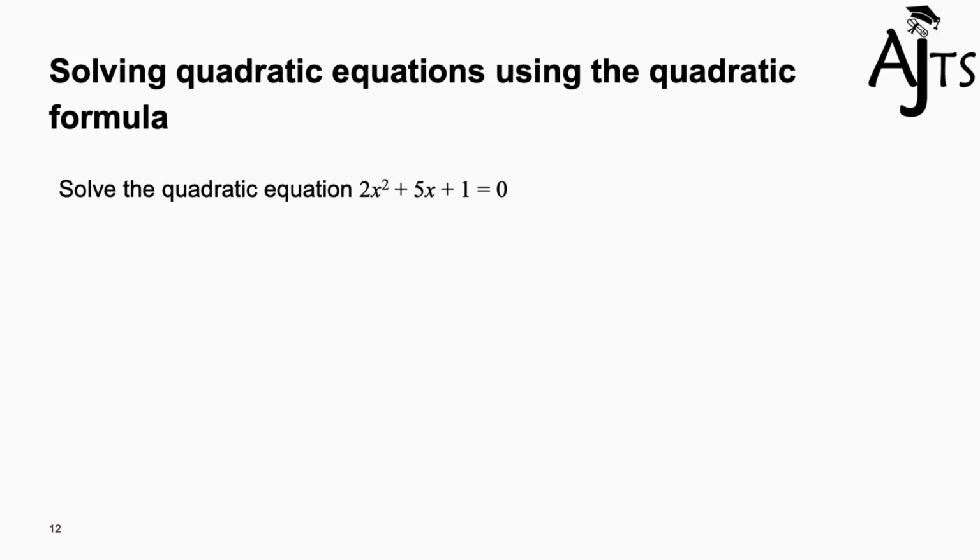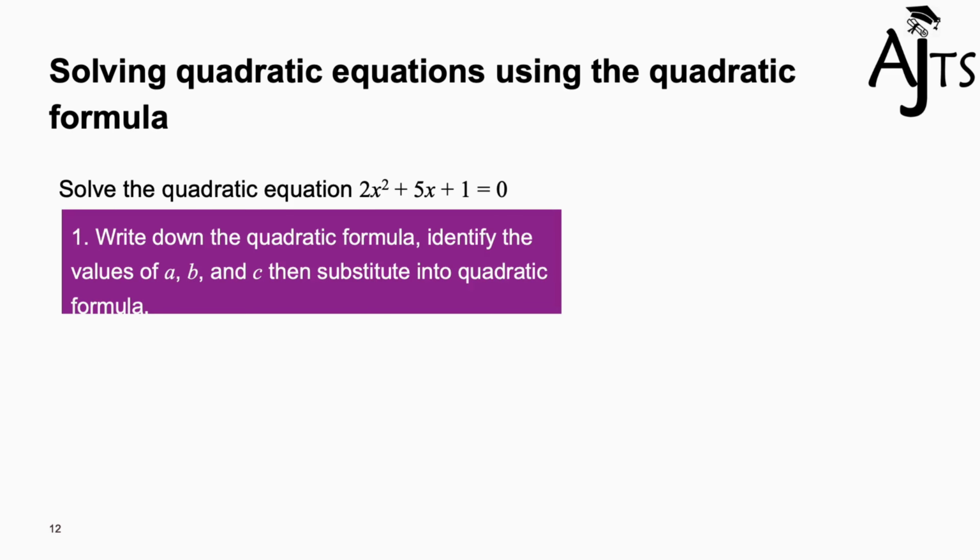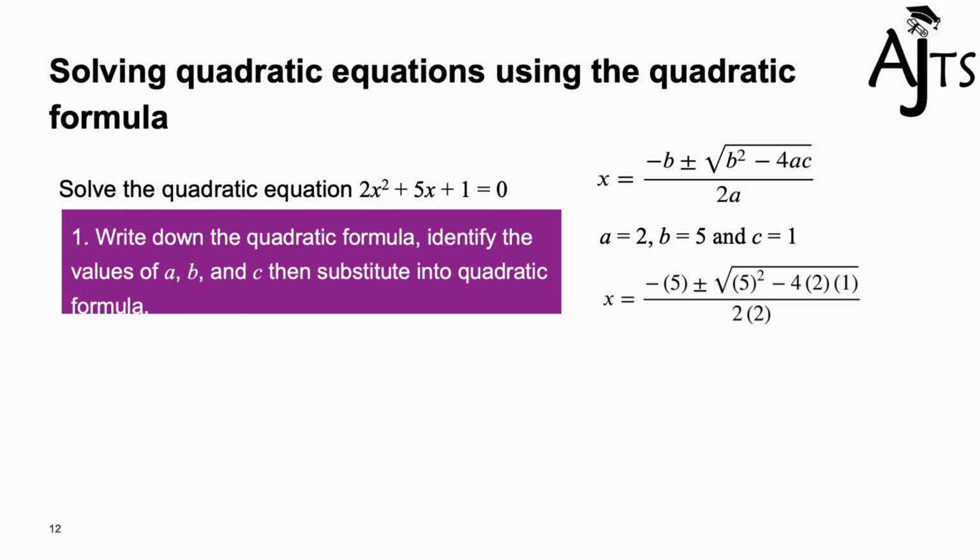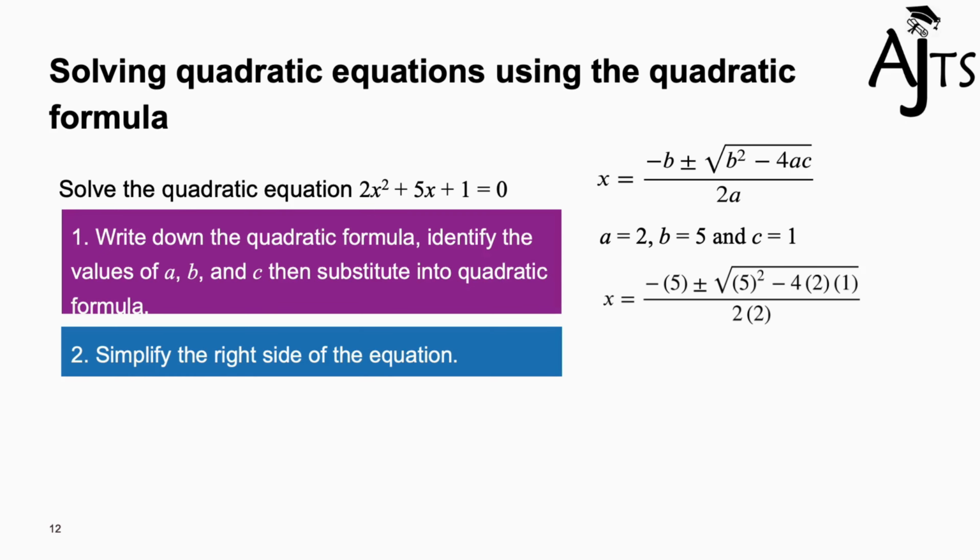Let's solve the quadratic equation 2x² + 5x + 1 = 0. Step 1. Write down the quadratic formula, identify the values of a, b, and c, then substitute into the quadratic formula. This gives x = (−5 ± √(25 − 8))/4. Step 2. Simplify the right side of the equation. This results in x = (−5 ± √17)/4.